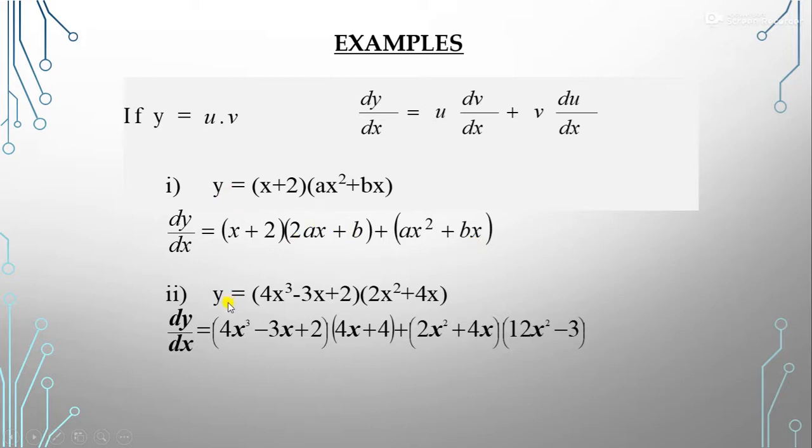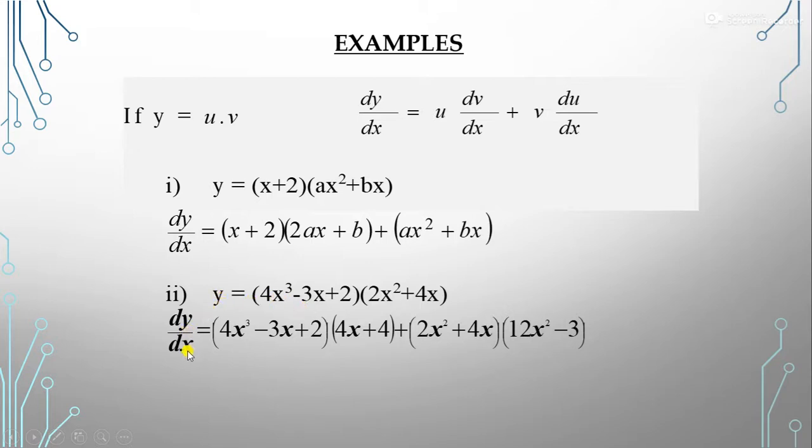Okay, the second example: we have the function y equal to (4x cube minus 3x plus 2) multiplied by (2x square plus 4x). So here we have two functions, right? These are functions of x. One is this and another one is this. So we have to differentiate this function with respect to x.